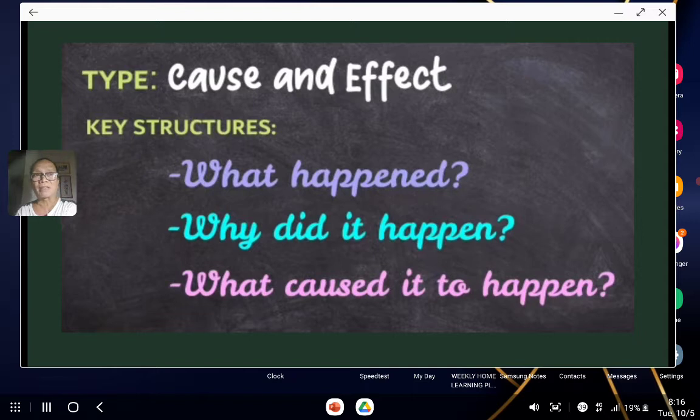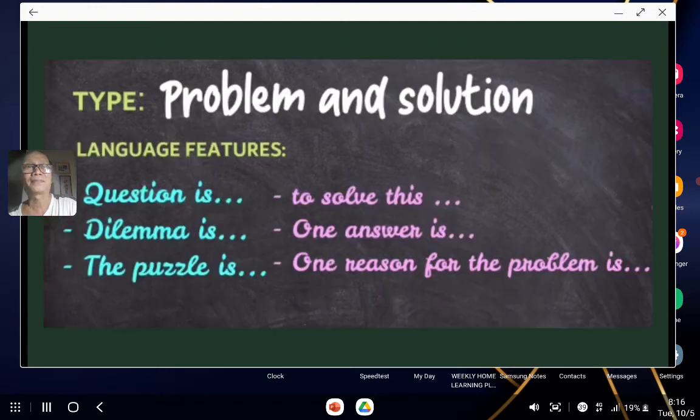The key structures of cause and effect: What happened? Why did it happen? What caused it to happen? And here are the types or the language features on the problem and solution. There must be a question or a dilemma to solve, the one that answers, the puzzle, the reason for the problem.